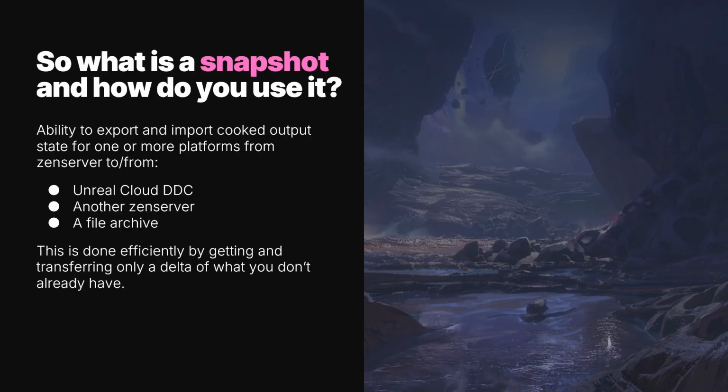So this is where snapshots come in. They represent the ability to export and import cooked output state for one or more platforms from ZenServer and store them in either Unreal Cloud DDC server, another ZenServer instance, or as a file archive. This is done efficiently by getting and transferring only a delta of what doesn't already exist in the destination.